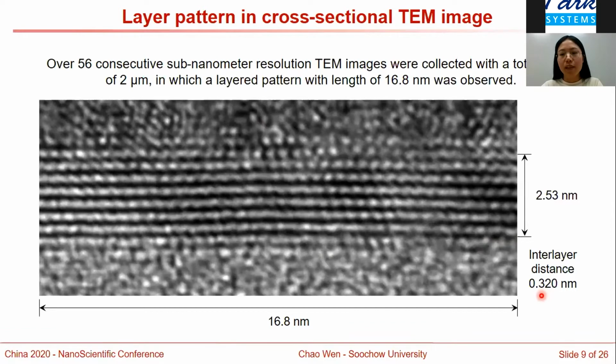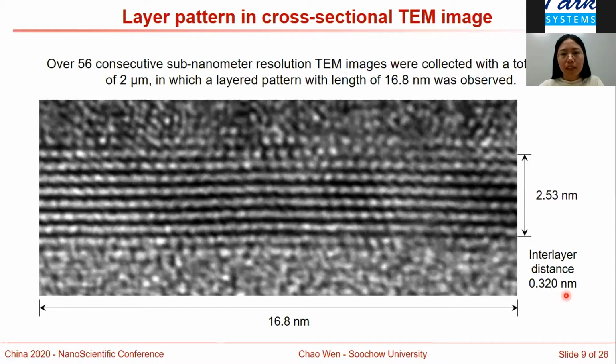Here, I want to point out that in the Nature Electronics paper, they also claim that the interlayer distance is around 0.32 nanometer, but their unclear TEM image is not enough to support their claim. But in our paper, in this TEM image, it's much clearer that the interlayer distance is around 0.32 nanometer.